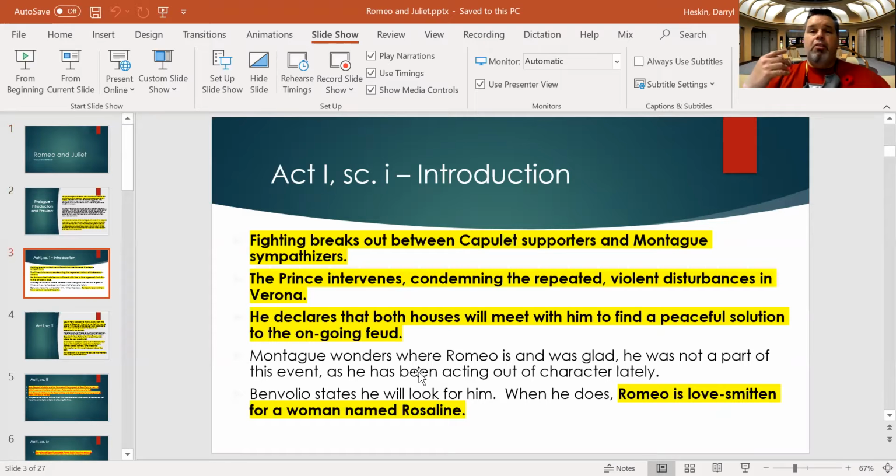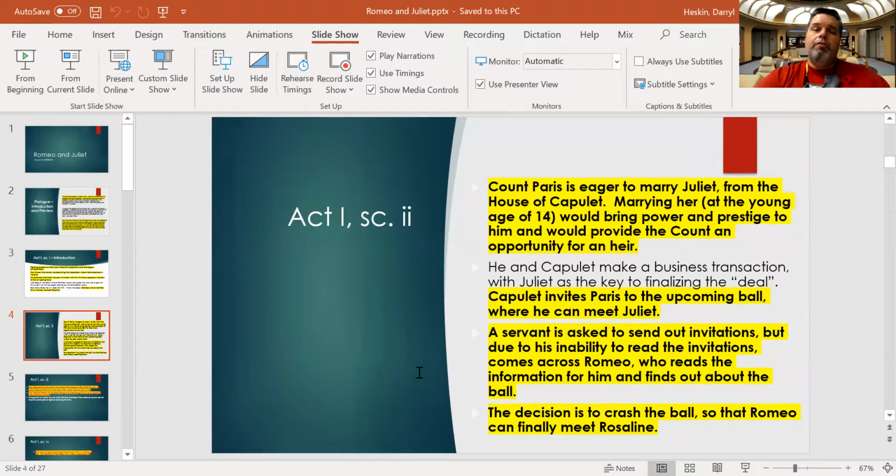The prince comes in and says, three times you've been fighting. It has to stop. If it continues, you will pay with your life. And so then everyone disperses, and then we find out that Romeo was not part of this feud, so his father's very pleased, and his mother as well. And we find out that Romeo has a crush on a young lady named Rosalind. Okay. In Act 1, Scene 2, we find out that Paris has interest in Juliet and wants to marry her.